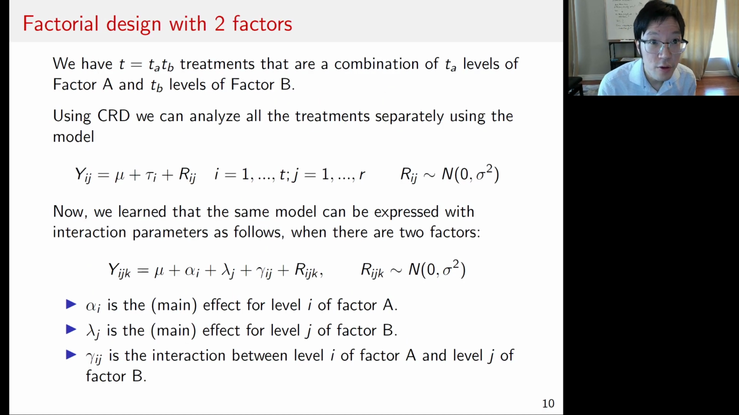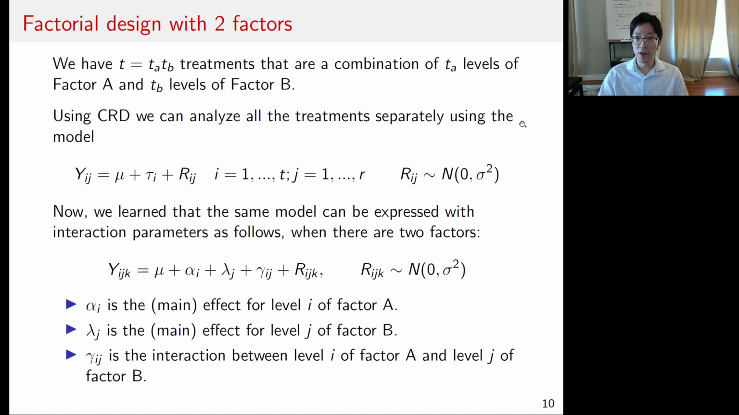Okay, so now we move to factorial design with two factors. The key new part of the setup is that we're now assuming that the T treatments are composed of a combination of two factors. So you have t_A levels of factor A and t_B levels of factor B. And so the overall treatments are coming from their combination. So there will be a possible t_A times t_B number of treatments.